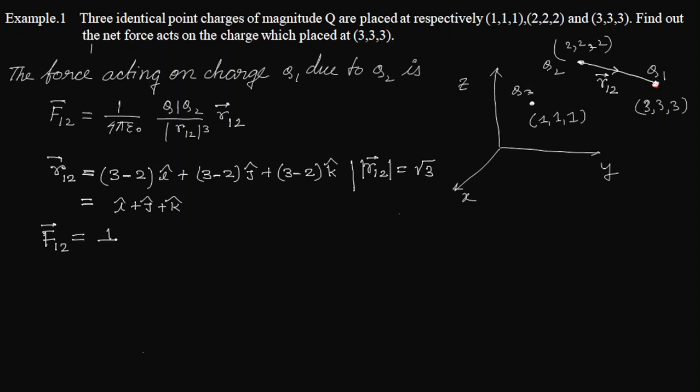So F12 will be 1 by 4 pi epsilon naught, and then q1, q2 are both q, so q square divided by the cube of r12, so it will be 3 into root 3. And then the r12 vector is i cap plus j cap plus k cap. So this is the force on q1 because of only q2.